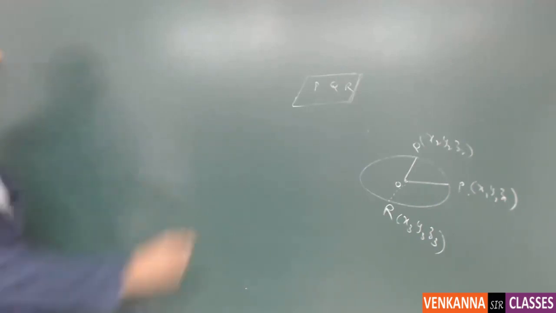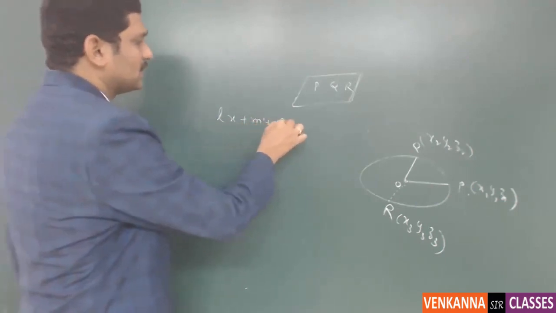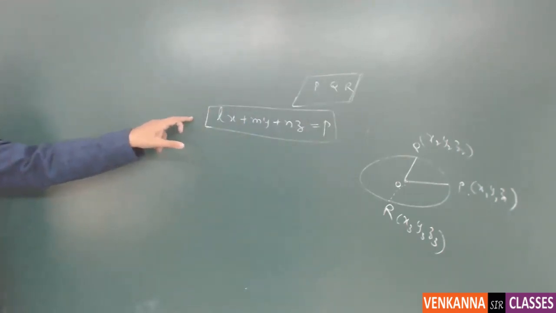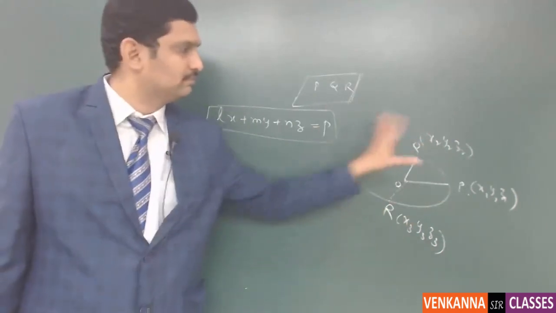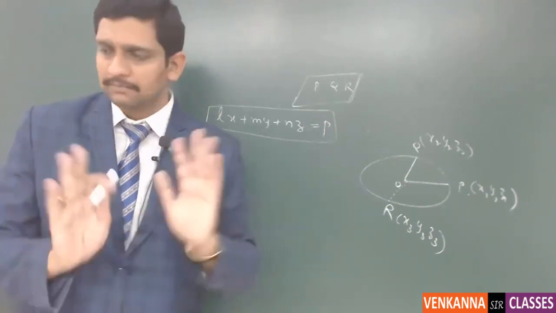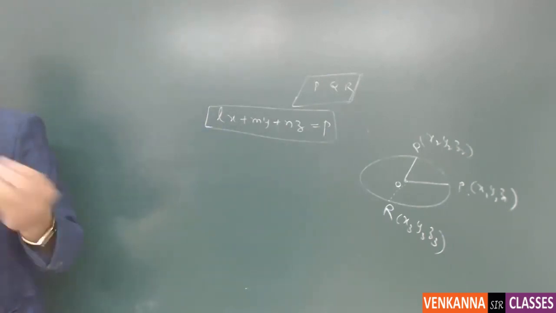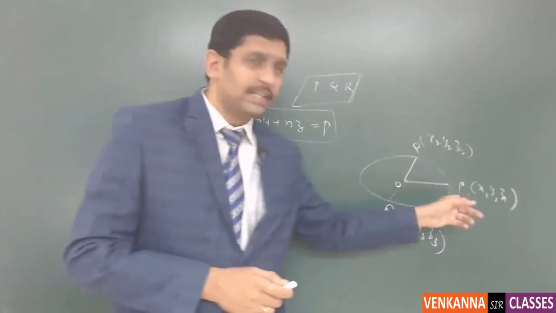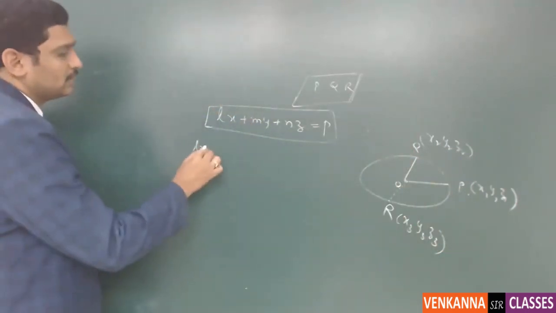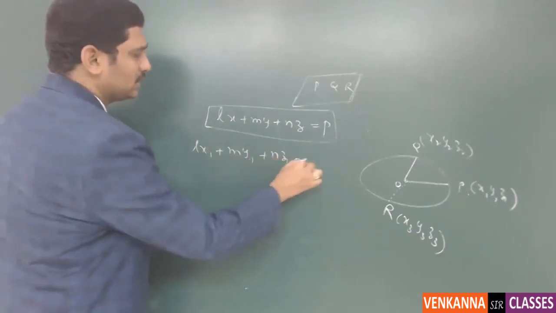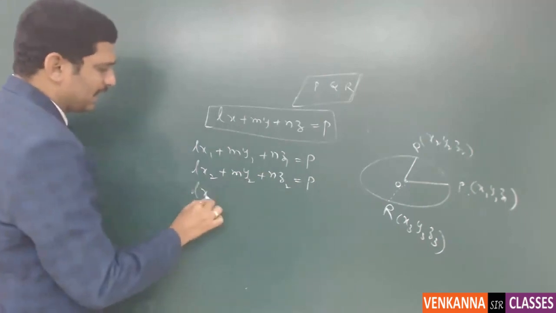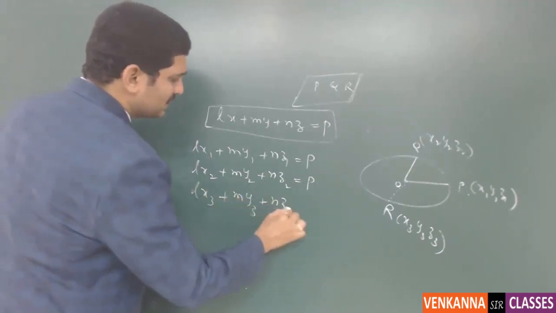So first of all, let us take Lx plus My plus Nz is equal to P. This is the required plane equation which is containing the 3 points P, Q, R. If I know what L, M, N are, then I am done. Accepted? I need to get the values of L, M, N here. Since the 3 points are lying on the ellipsoid and also the plane, let us substitute the points here. So Lx1 plus My1 plus Nz1 is equal to P. Lx2 plus My2 plus Nz2 is equal to P. And again Lx3 plus My3 plus Nz3 is equal to P.